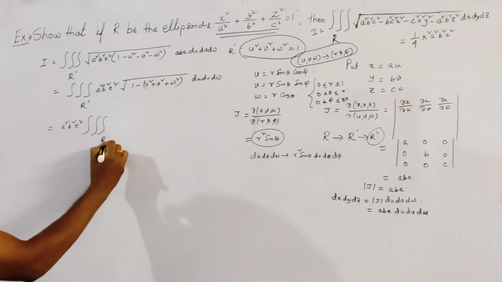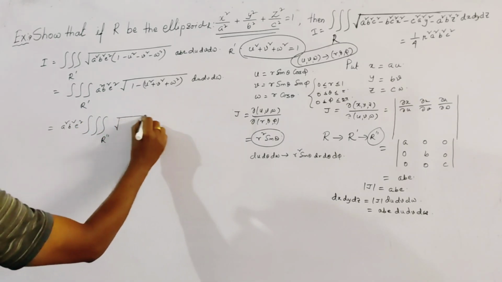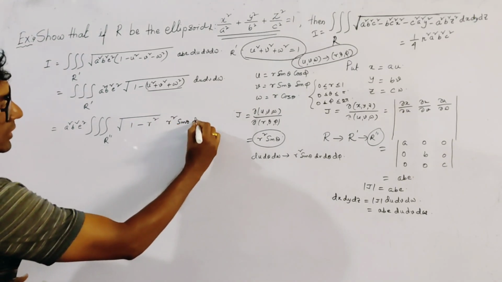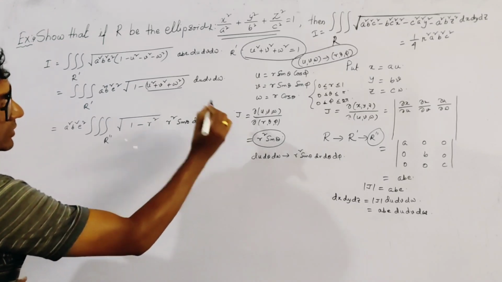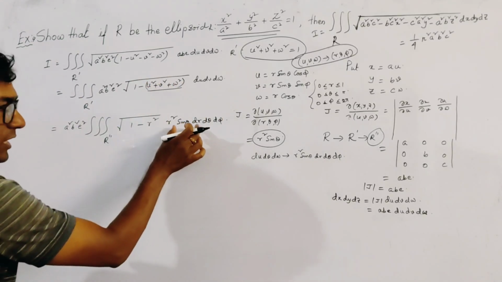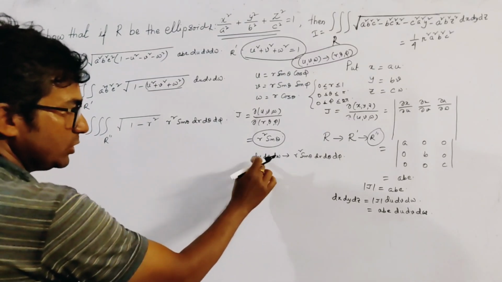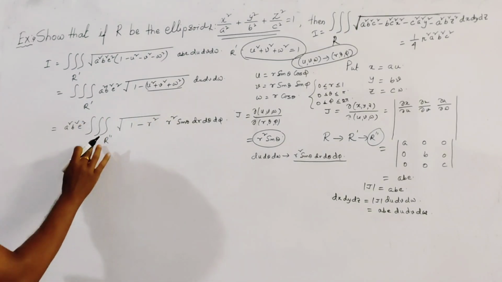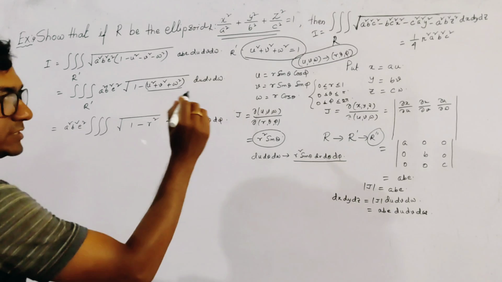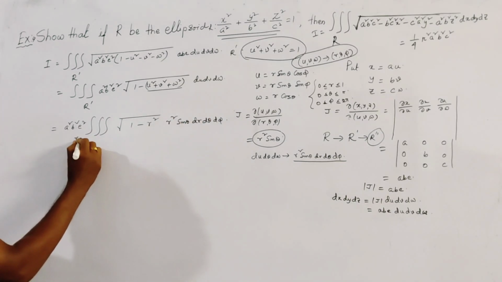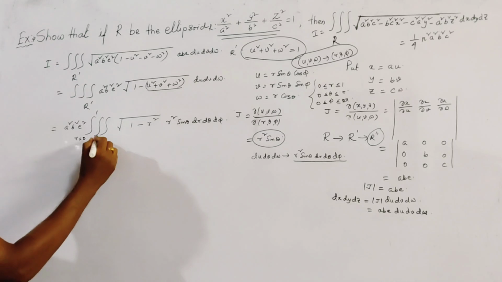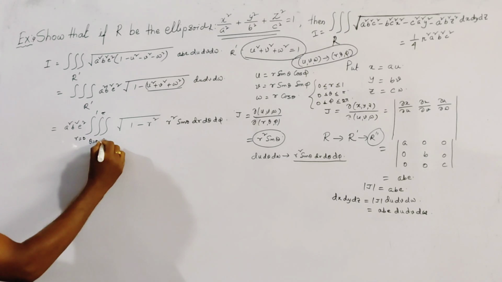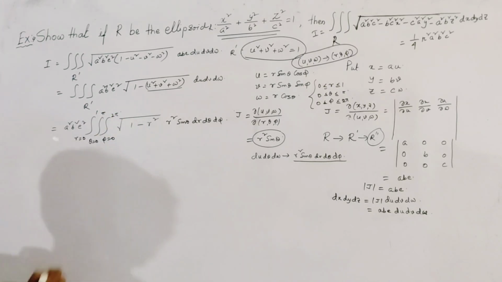This is a triple integral over r'', and it is given by the integrand square root of 1 minus r squared, into r squared sine theta dr d theta d phi. So this is the volume element, du dv dw transformed to this type, and this is the integrand. Here we write the range of the integration. We first write the range of r, which is 0 to 1. Then the range of theta is 0 to pi. And then the range of phi is 0 to 2 pi.